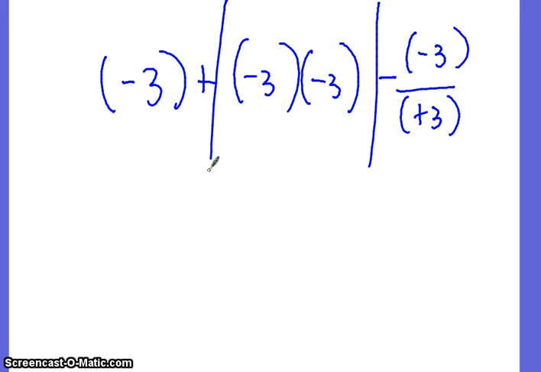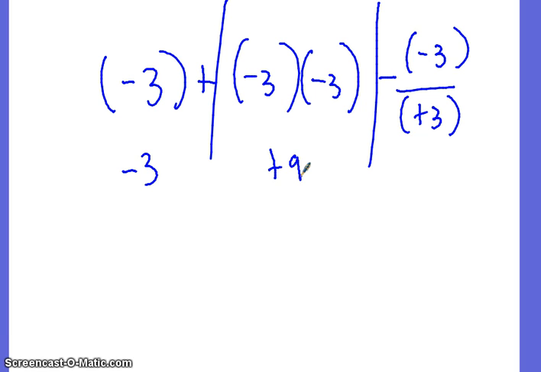So the first one, I don't have to do anything to. That's still going to be -3. Second one's going to be positive 9. Good. And the last one is going to be... -1? Wouldn't it be -1? Negative 5 by 3 is.